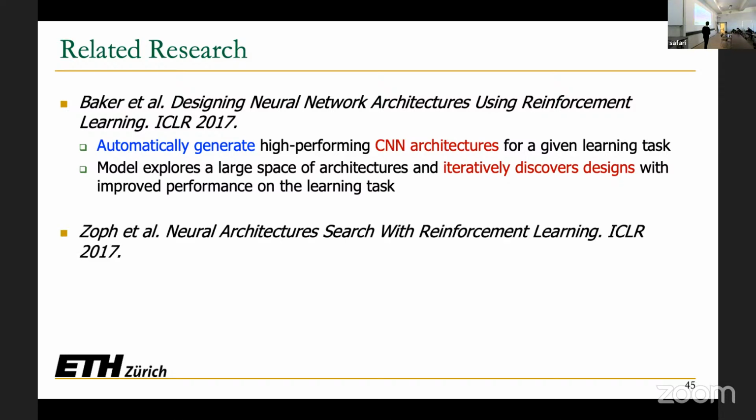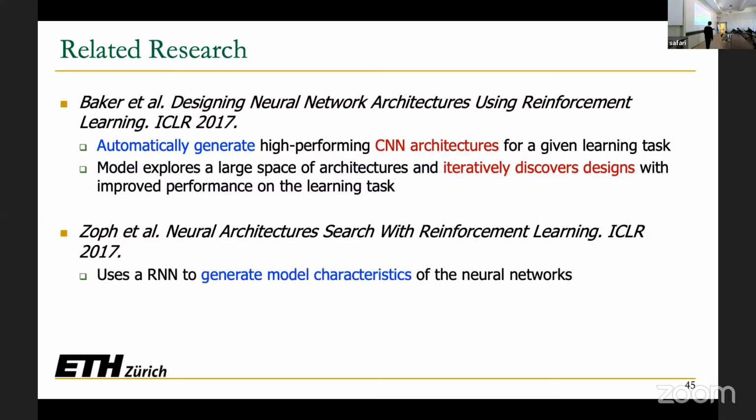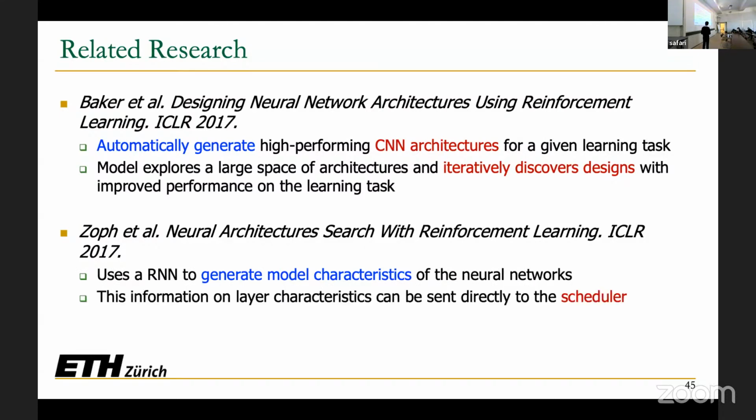For this paper here, Neural Architecture Search with Reinforcement Learning, also from the same conference, it uses a recurrent neural network to generate model characteristics of the neural networks. And if we have a way of generating the characteristics automatically, then we can feed these straight into the runtime scheduler.